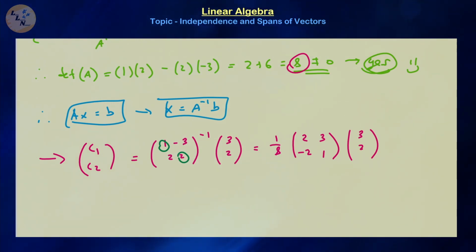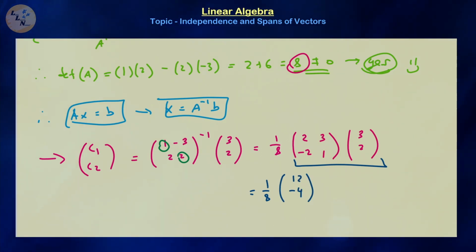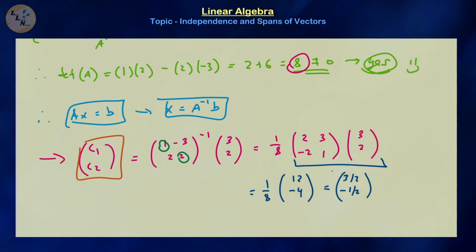So we should already know how to multiply a matrix by a vector, so that's going to give us 1/8 times (12, -4), and then we can distribute the scalar into this particular vector, and we're going to have 3 halves, and then negative 1/2. Therefore, that is my solution to my matrix equation.